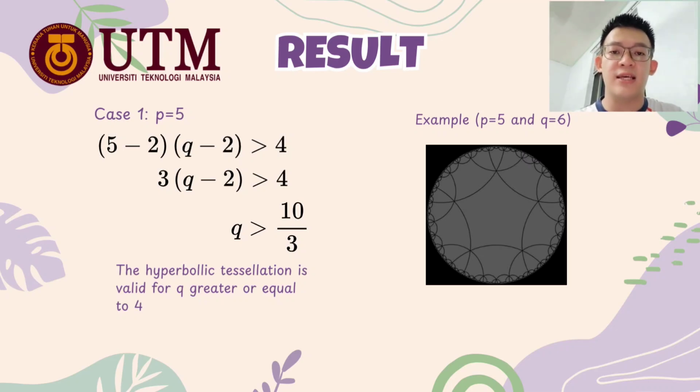If q is less than or equal to 3, the angle sum at the vertex becomes too large and the pattern will belong to elliptic geometry. On the right, we see an example where p equals 5 and q equals 6, which satisfies the condition. This pattern is visualized using the Poincaré disk.